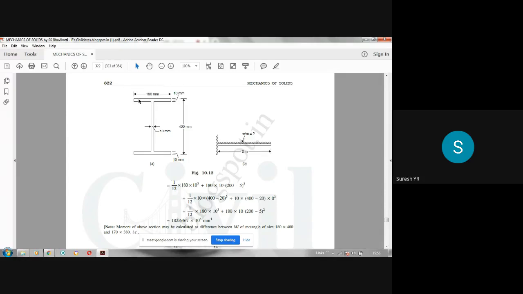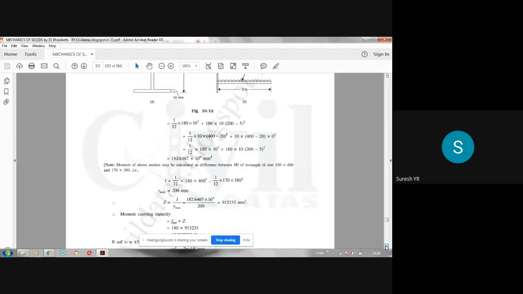This is called as flange. This is web. Vertical rectangle is called as web. These horizontal rectangles, they are called as flanges. So all these wordings you have learned in your mechanics. So how to find I value, you have already learned it. So using parallel axis theorem, you have to calculate the I value. That's what has been done here.